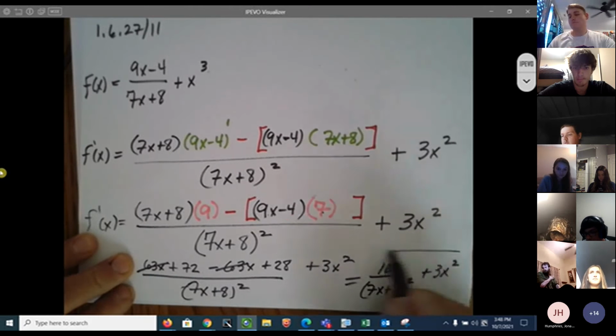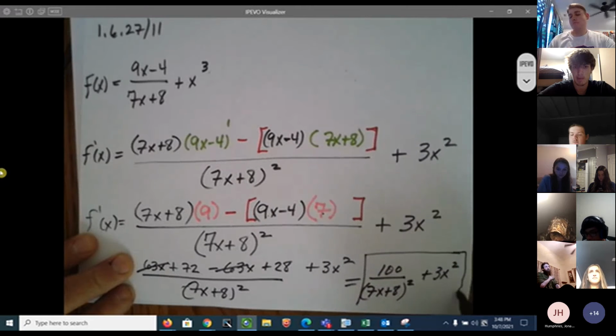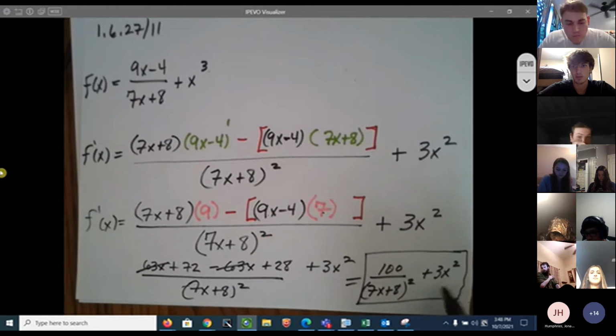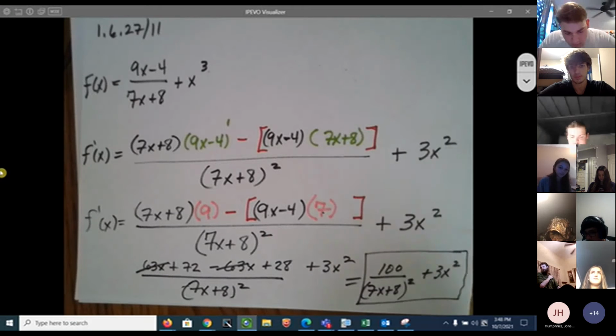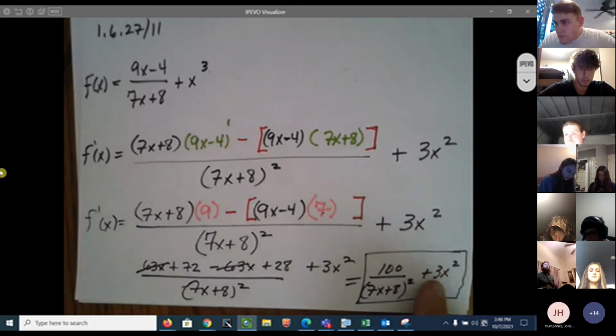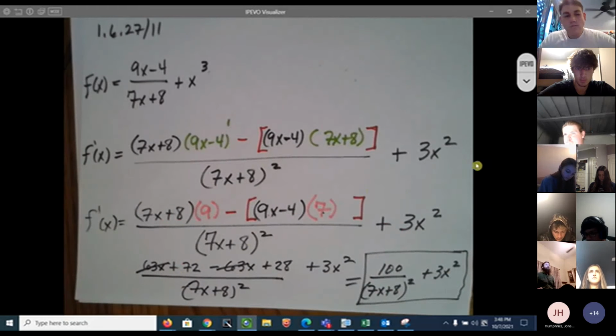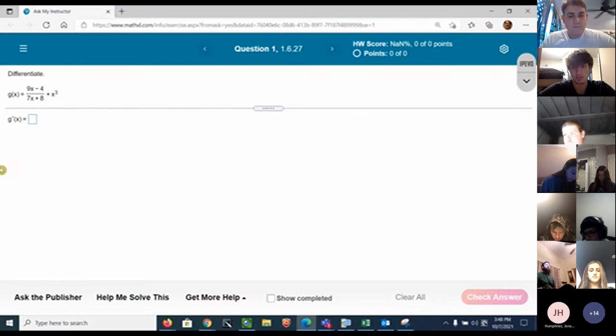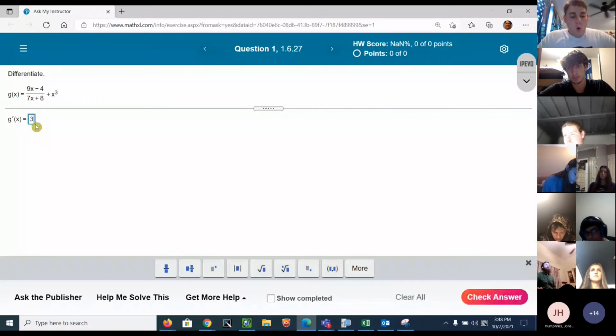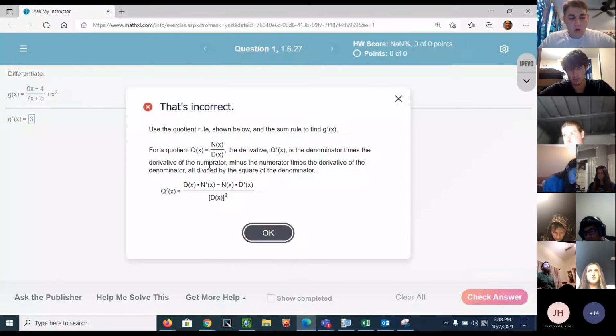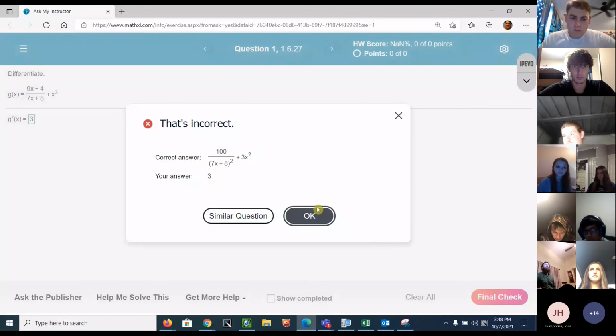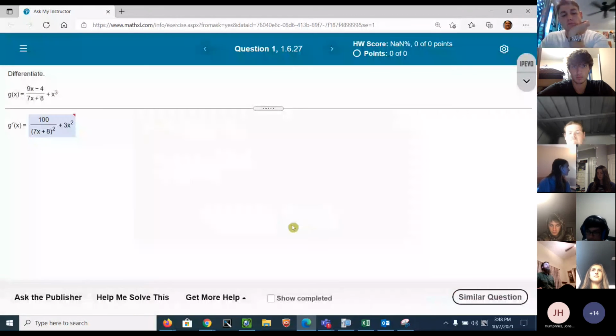Now that is not a common denominator, so I can't add that 3x squared unless I do a denominator, which I don't see any use in that, but you can go further with this, and I'm not going to. See what they got. I wouldn't doubt if they didn't get a common denominator. No, they didn't. There's the answer. Okay.